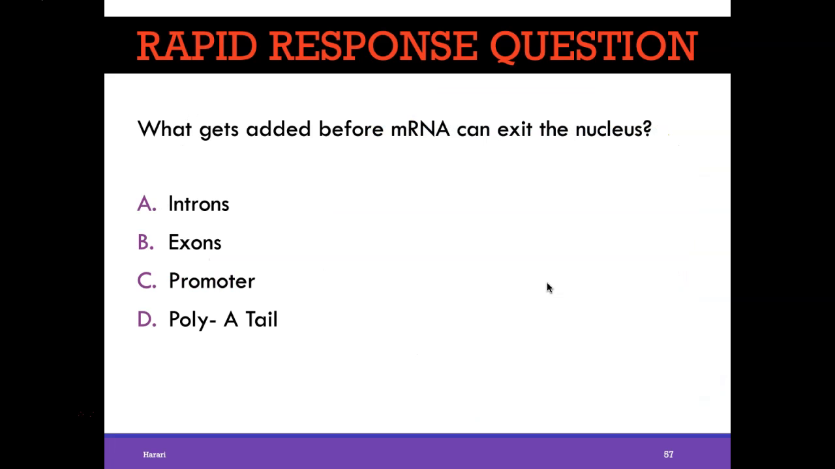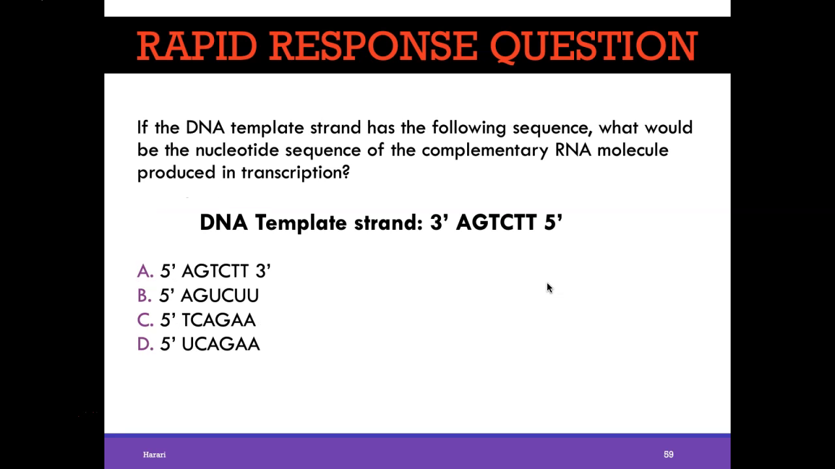What gets added before mRNA can exit the nucleus? So pause here. And the answer is a poly-A tail, D. What gets removed? So please pause here. And the answer is introns get removed.